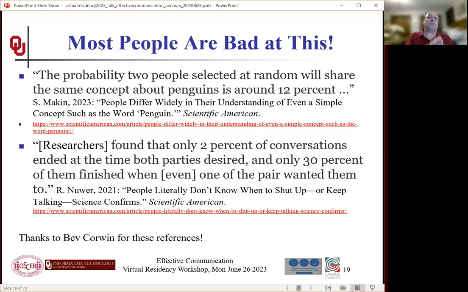Researchers found that only 2% of conversations ended at the time both parties desired. They were doing a study about how people end conversations, and they found that 98% of conversations go on too long or end too early. Mostly they go on too long. People don't know when to shut up. Only 30% of the conversations ended when one of them wanted it to end, let alone both. Thank you, by the way, to Bev Corwin for these references.